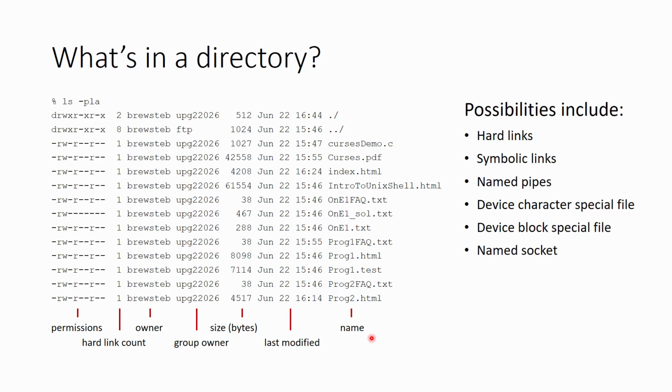So we can have other things in a directory. In addition to the hard links and symbolic links, we could have named pipes, which we'll talk about in block 4, device character special files and device block special files, which relate to hardware devices that are attached to the computer. We can have named sockets, which are part of a networking infrastructure. Lots of different things can appear in here, but they all are represented as files.